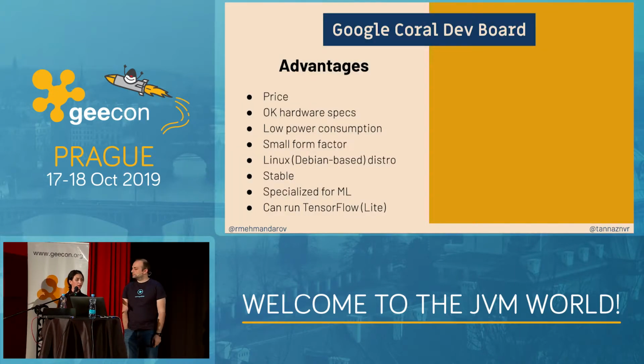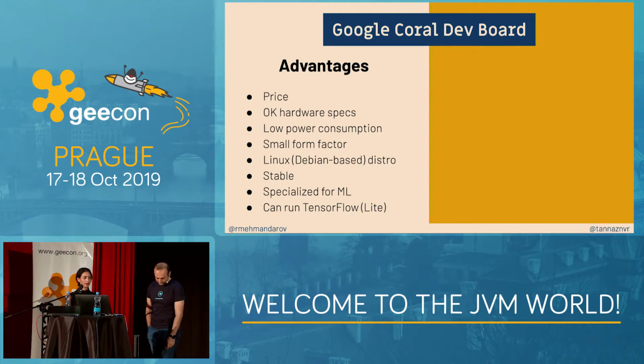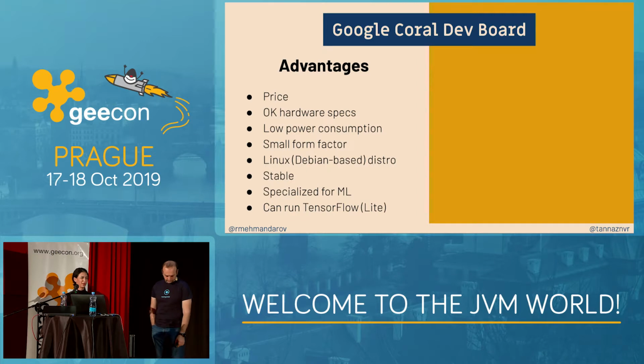Yeah, and here we have to talk about positive and negative-ish sides as well. So the price of this Google board is quite okay. It's about $200, including camera. It has okay hardware. It is as good as a Raspberry Pi 3. It has a low power consumption. It is small. It is based on a Debian distro, which makes it more stable. And it has a chip specialized for running machine learning, and TensorFlow Lite on top of that.